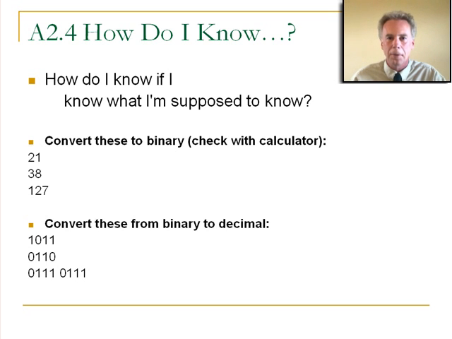Well, having done all of that, some of you are now asking, how do I know if I know what I'm supposed to know? So here's an exercise for you. You can pause this recording and convert these decimal numbers to binary, and then there's 3 binary numbers that you can convert to decimal. If you can do these on paper and then check them on your calculator, if you can do these 6 conversions, then you can pretty safely assume that you've mastered converting between binary and decimal.